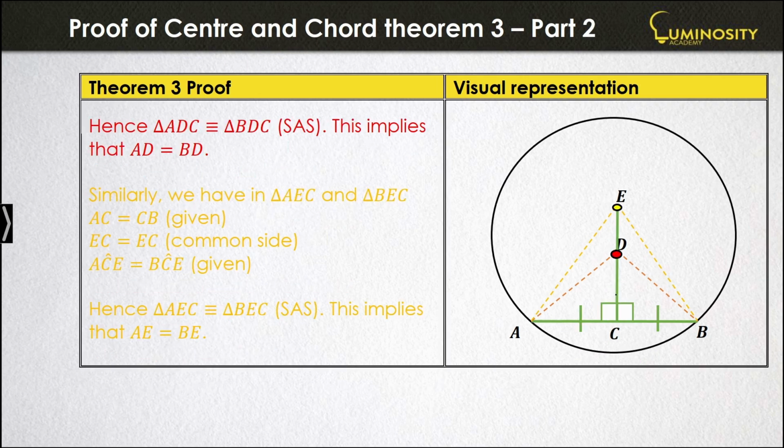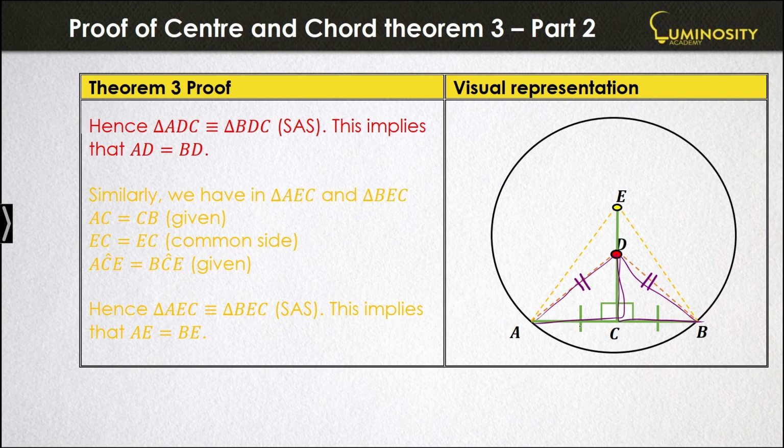So by side angle side, we have that the two triangles ADC and BDC are congruent triangles, side angle side. So this implies that these triangles are identical. Therefore, we have that this line AD must be equal to this line BD by congruency. We can extend this idea similarly to the larger triangle.